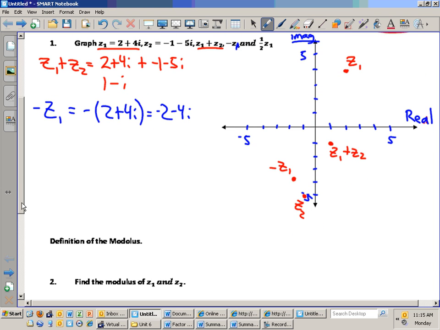Negative 2. Back 2 on the real axis. Negative 4. Down 4 on the imaginary axis. Negative 2, negative 4. That does not answer your question.